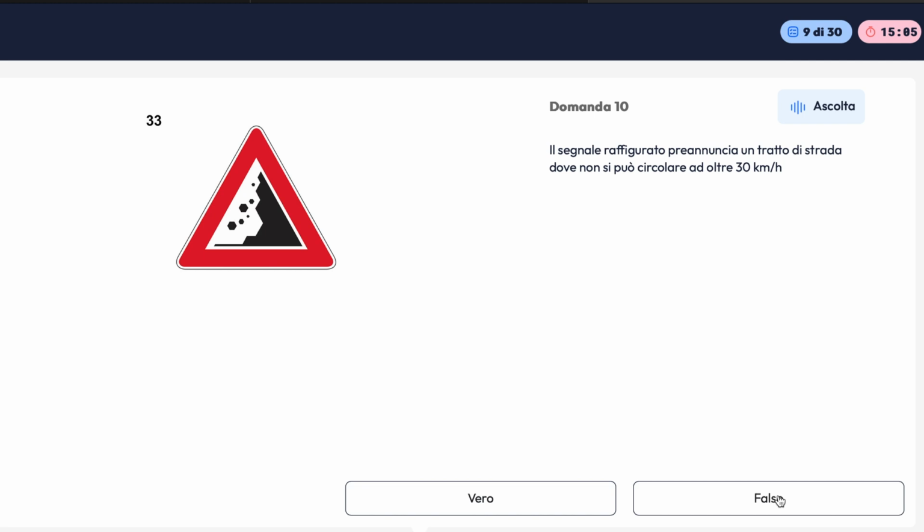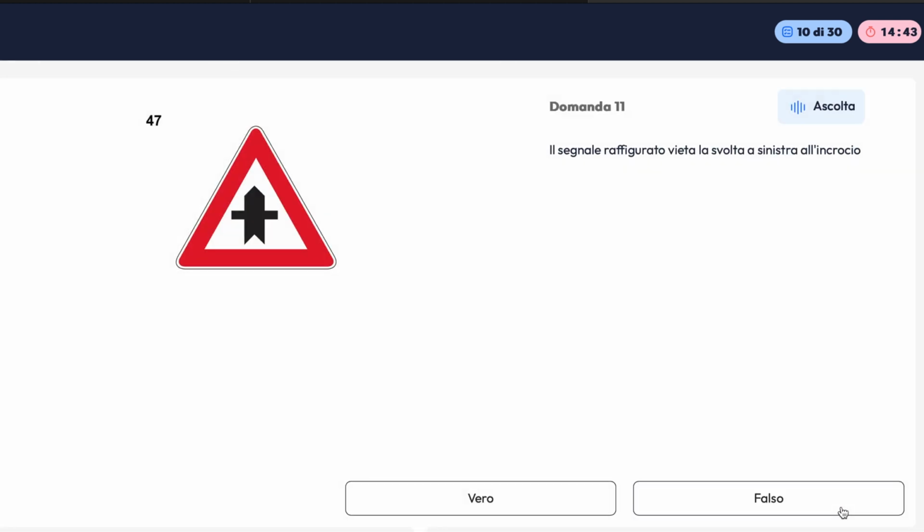Question number 10. Il segnale raffigurato preannuncia un tratto di strada dove non si può circolare ad oltre 30 km/h. Falso. The question says this sign tells you that part of the road where you can't drive higher than 30 km/h, which is falso.